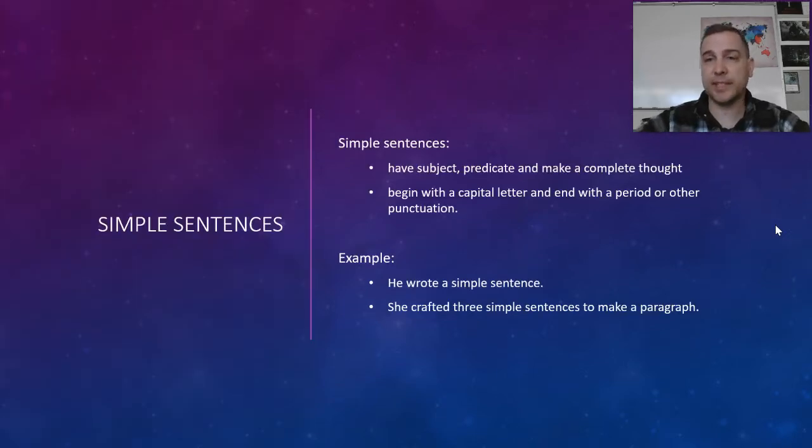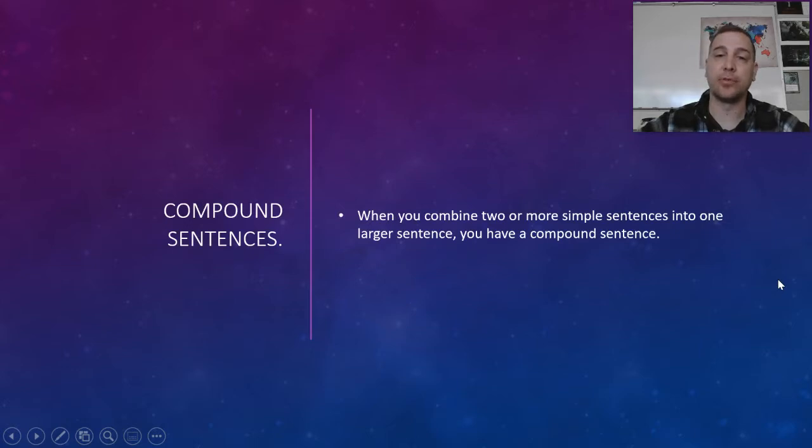So, simple sentences are what we've been learning so far. They have a subject, a predicate, and make a complete thought. They begin with a capital letter and end with a period, right? Or some other punctuation, such as an exclamation point or a question mark. But they are all just simple. They have one subject, one predicate, and then make a complete thought. So, for example, he wrote a simple sentence, or she crafted three simple sentences to make a paragraph. Both of these are simple sentences. They're just one sentence together, right? One clause.